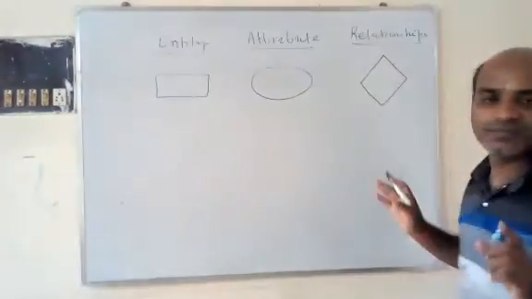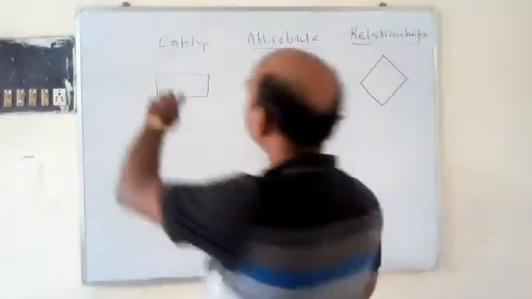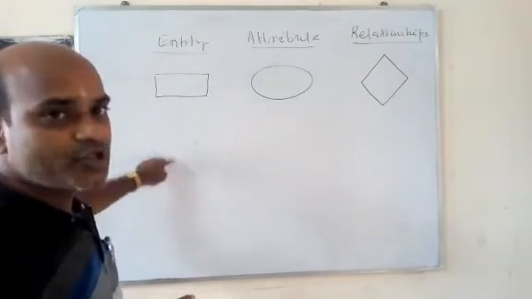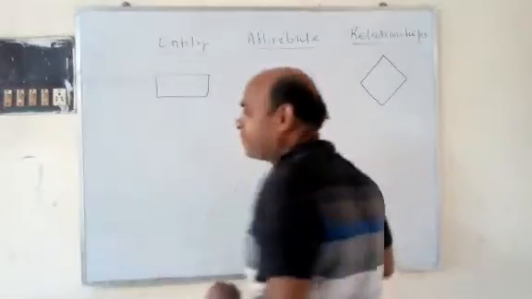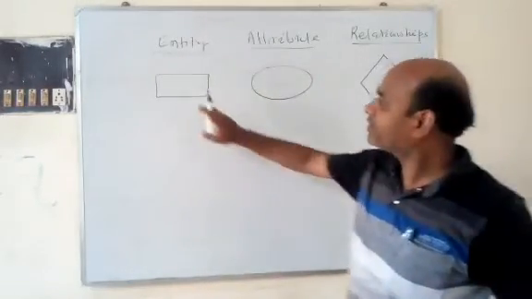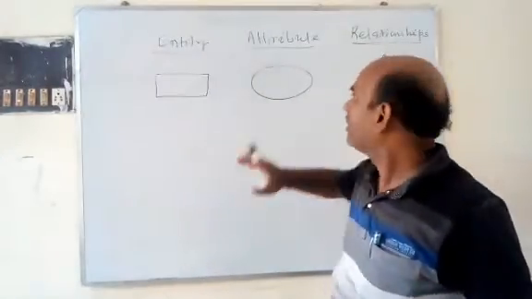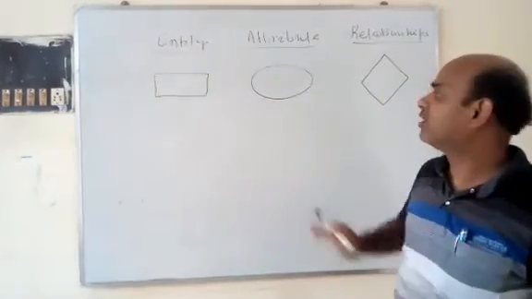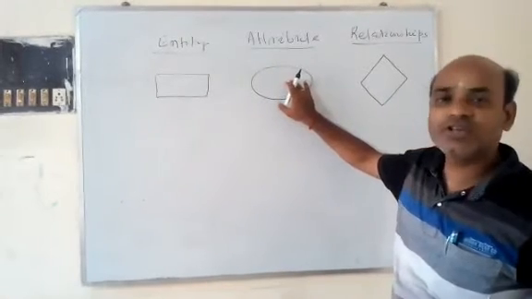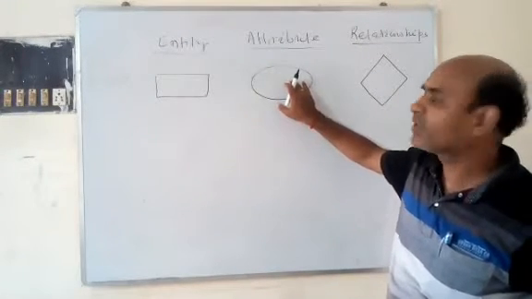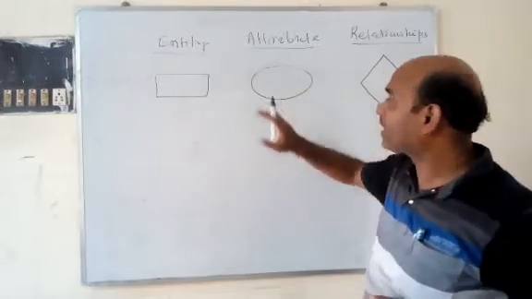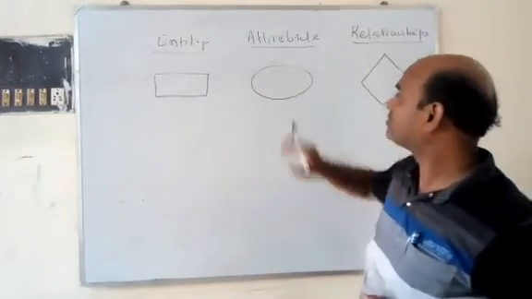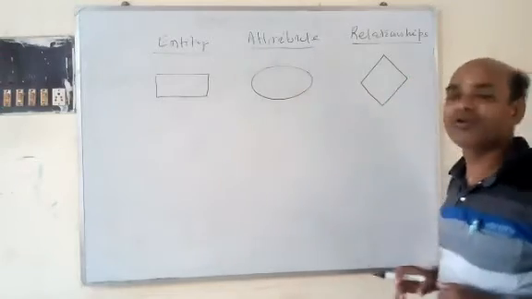We discussed this in previous classes. Entities are again of two types: strong entity and weak entity. A strong entity contains the primary key, and a weak entity does not contain the primary key. Attributes are again divided into many types, like key attributes that contain the primary key of the table, derived attributes, and composite attributes. These different types of attributes we have already discussed.